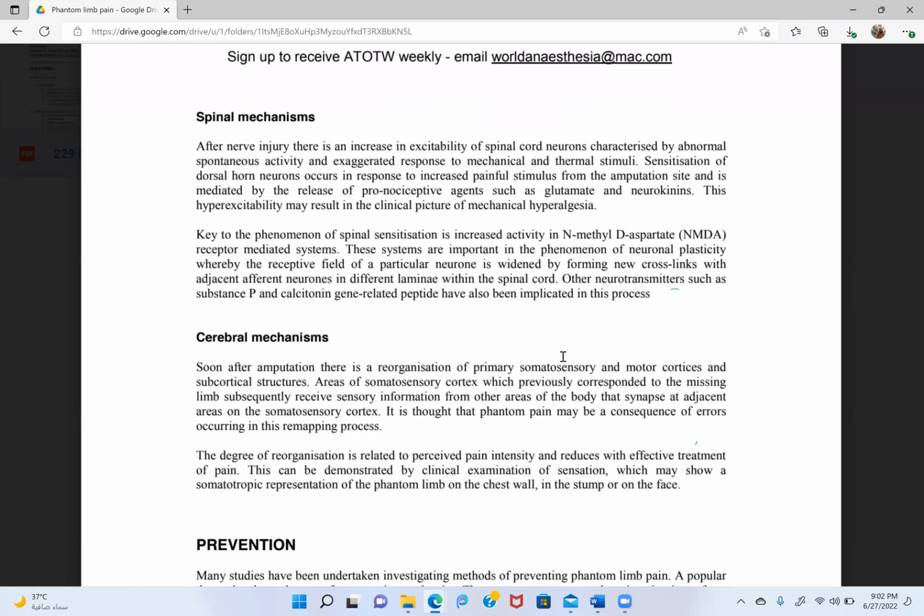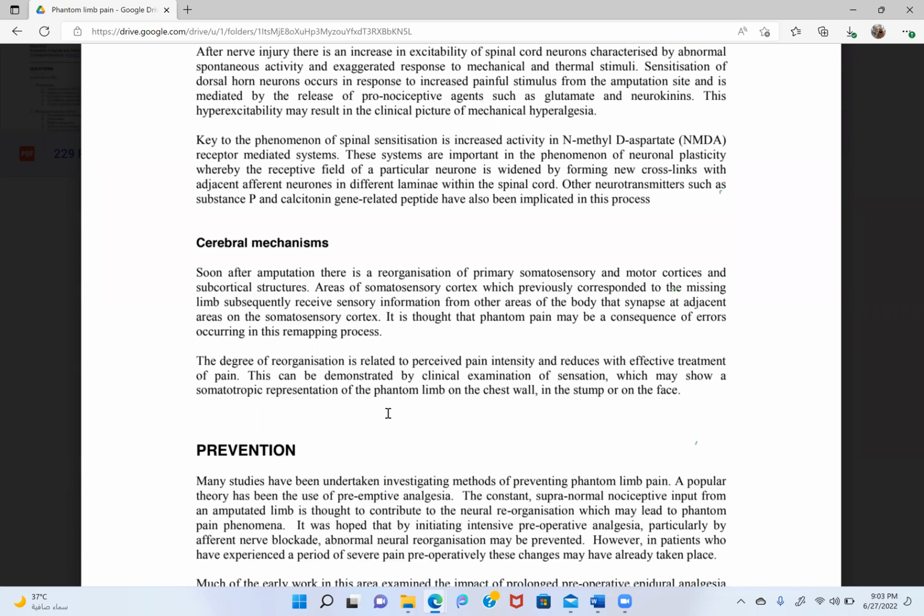And this is about the cerebral mechanism, as I told you: it is the consequence of errors occurring in this remapping process. Areas of the somatosensory cortex which previously corresponded to the missing limb subsequently receive sensory information from other areas of the body that synapse at adjacent areas on the somatosensory cortex. The limb is not there, but the area still has to do something, so it is receiving impulses from other areas and perceiving them as if they are in the missing area. This is the main thing. If someone asks you any question, it will be related to these 3 steps.